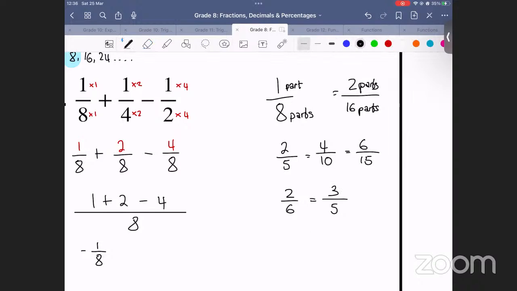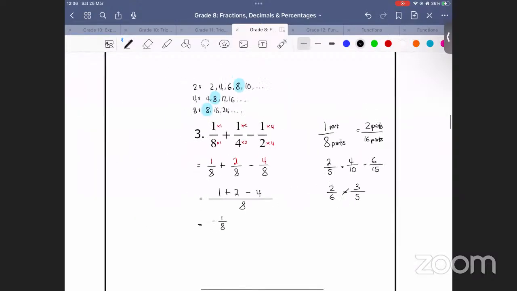So we want to avoid that. We cannot have 2/6, for example, equal to 3/5. That's not equal. So we cannot change the value of the fraction.